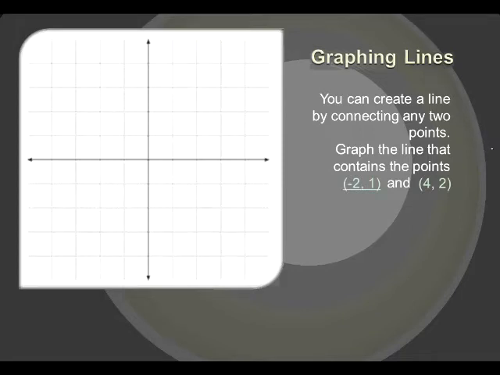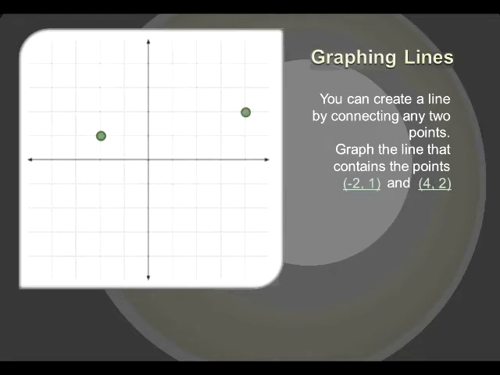(-2, 1) says from the origin you go back 2 spaces and you go up 1, and that shall give you the location of your first point. Back 2, up 1. The second point says from the origin, that's the center here, you go over 4 and up 2. That gives you your second point.